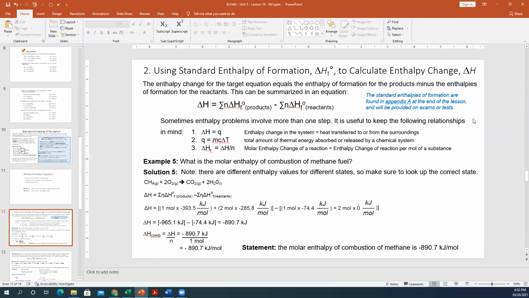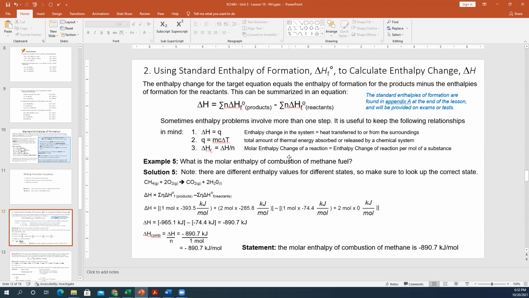And these standard enthalpies of formation are found in a table at the end of this lesson. And these standard enthalpy formations will be provided to you on a test or an exam. And sometimes these enthalpy problems may take more than one step. So it's useful to keep these following relationships that we've talked about in mind.